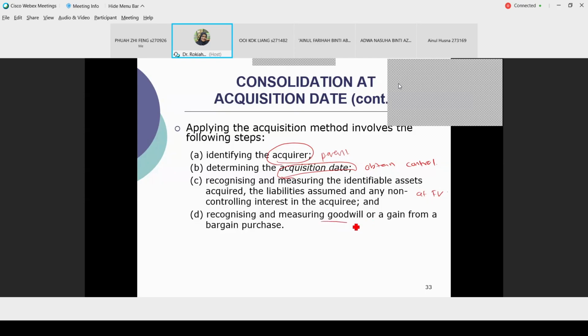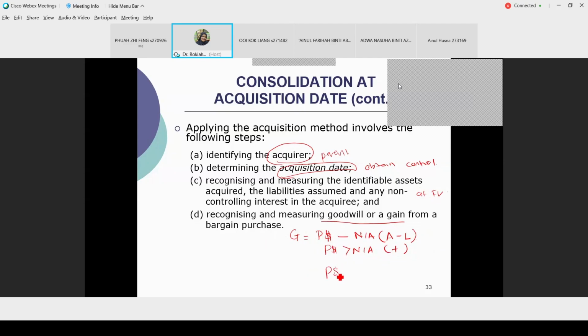And then recognize any goodwill or gain from a bargain purchase. So we need to recognize the goodwill here. The goodwill is the difference between the purchase price, how much you pay to get that company, minus net identifiable asset. Net identifiable asset is asset minus liability. You're going to have a goodwill when your purchase price is more than net identifiable asset, which means that you have a positive figure. The difference here is positive, then you have a goodwill.